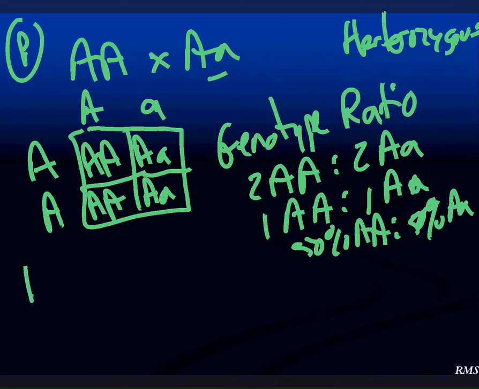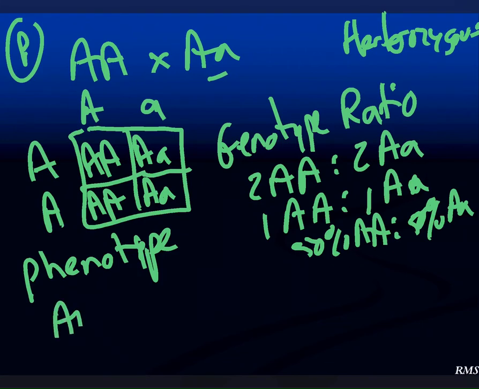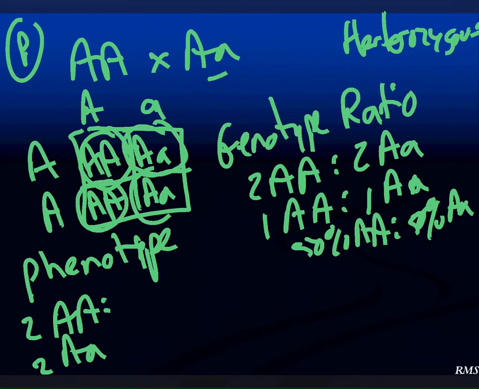Now the other question is, what is the phenotype ratio? So the phenotype, we have big A, 2 of them. And remember that represents the dominant trait. So whatever this dominant trait happens to be, we could say it's being right-handed. Well, if we look, we have 2 of them also. So that person has the dominant trait, they're right-handed. That person has the dominant trait, they're right-handed, right-handed, right-handed.